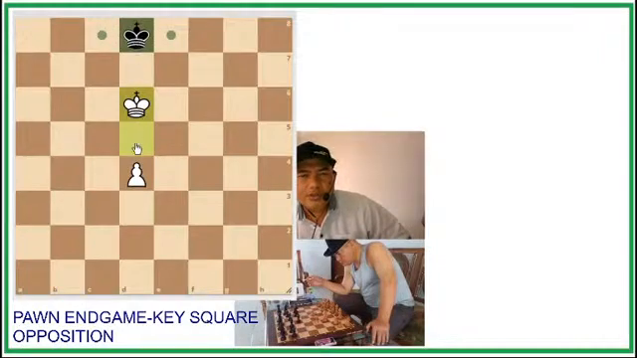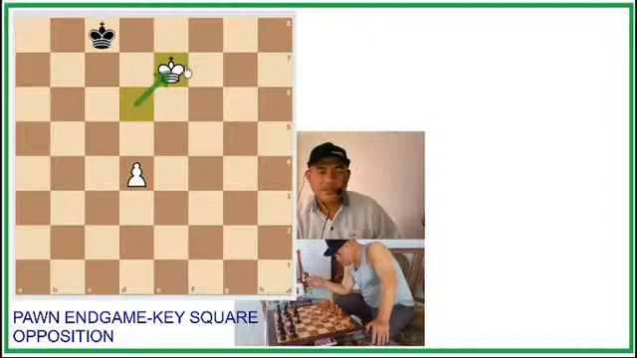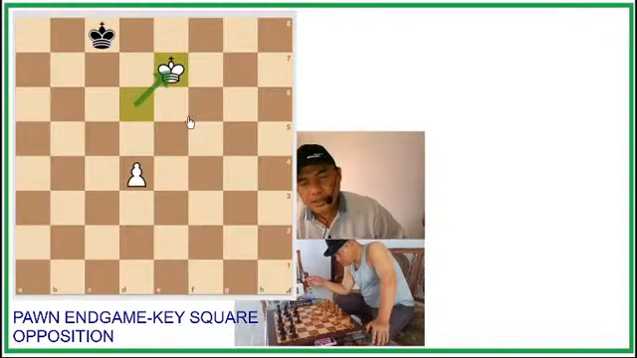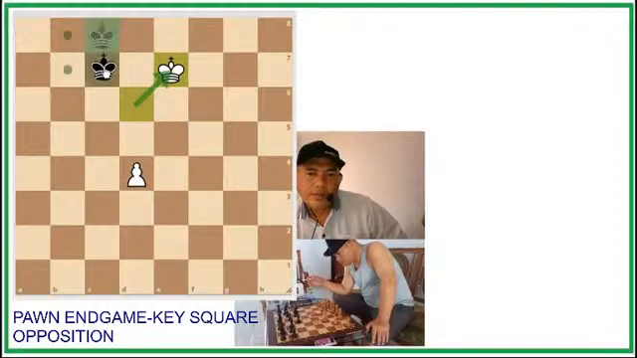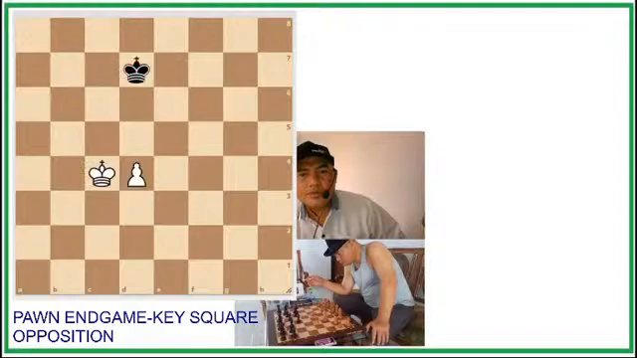And in this position, white has the opposition. So when black moves here, then white will outflank the black king. This is what they call outflanking. This is what they call absolute outflanking. And of course, here, this is a win for white because the pawn is promoted.